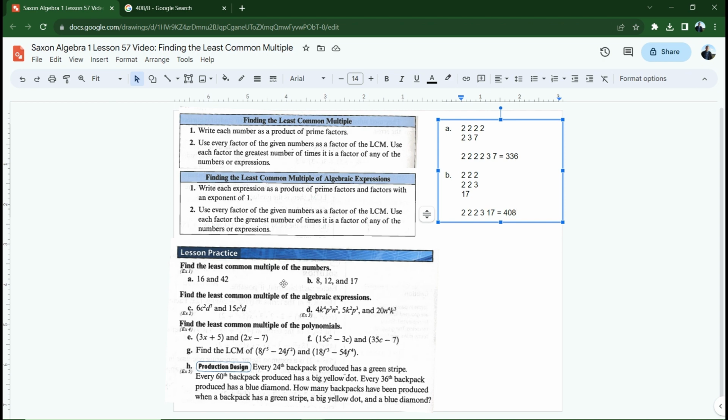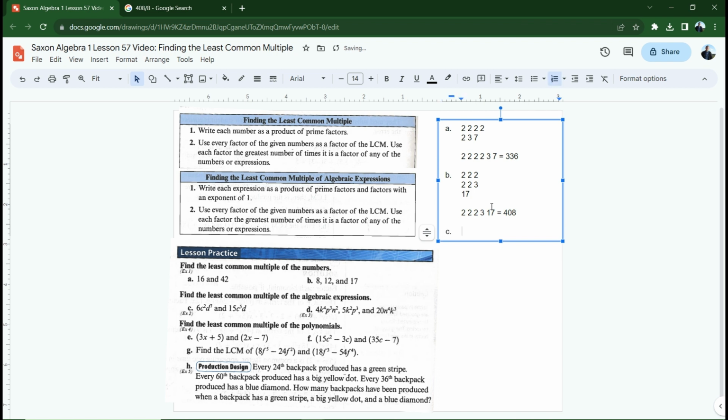This is the least common multiple. Now, all I prove when I do my check is that it divides evenly by all 3 of these, which is a requirement. But the reason I know it's the least common multiple is because I used this method to find it. This proves that it's the least common multiple. Letter C.